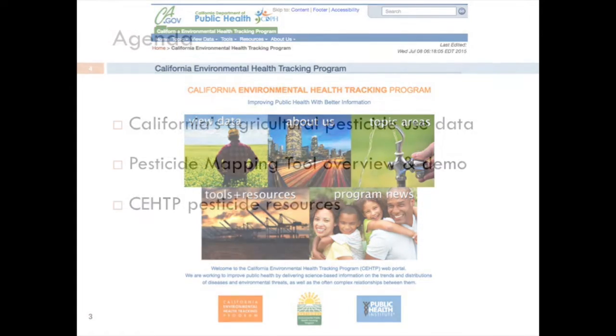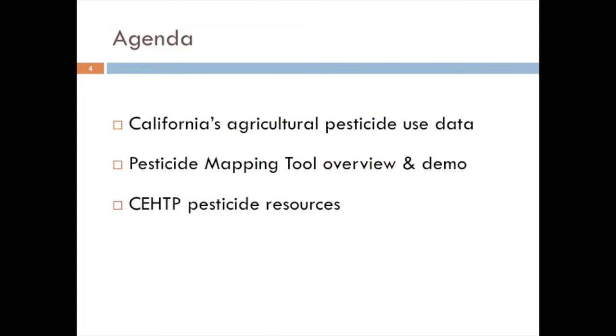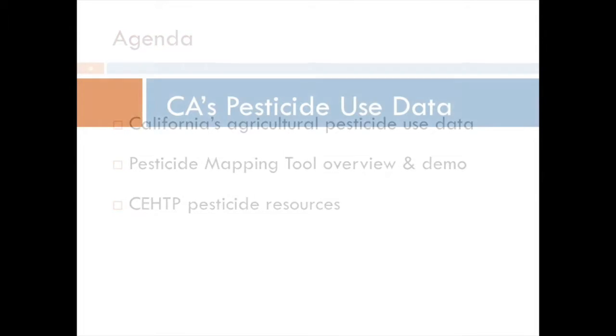In this overview, I will begin by introducing the data used for the tool, data that comes from the California Department of Pesticide Regulation's Pesticide Use Reporting System. Next, I will give a tour of the tool's features. I will then present 3 hypothetical examples of when the tool might be used. Then I will finish by discussing other resources available from our program to help explore the connection between pesticides and health. Okay, let's get started.